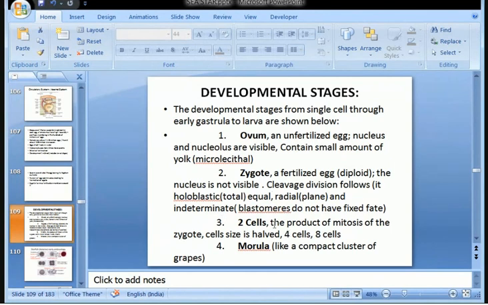That is, the blastomeres do not have a fixed fate. Once the division starts, a single cell divides into 2, and 2 into 4, and 4 into 8, 8 into 16, and 32, and so on. So more and more cells are added after every division. Initially it is just a 2-cell stage. Then it becomes a solid ball of cells, which we call morula, a compact cluster of cells. Then a cavity develops, which we call blastula.